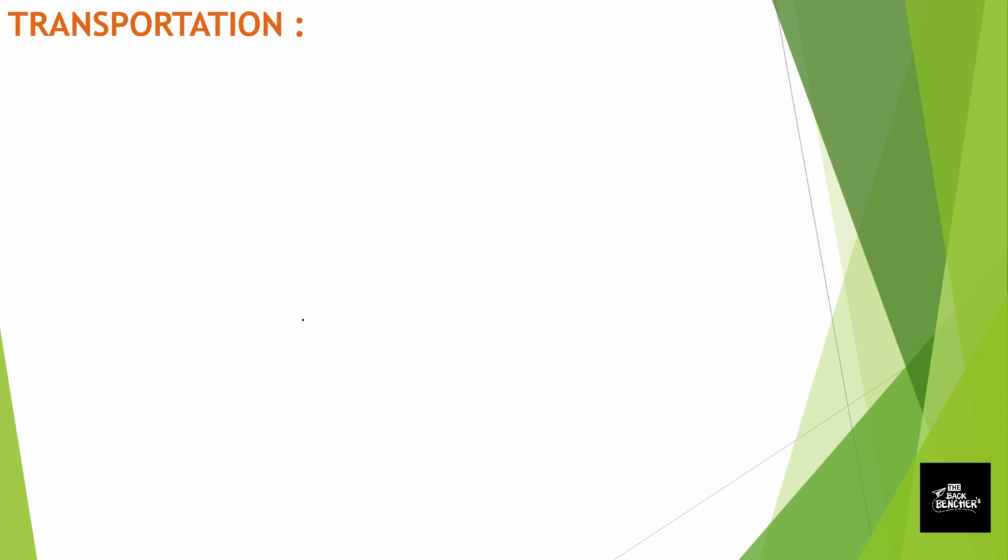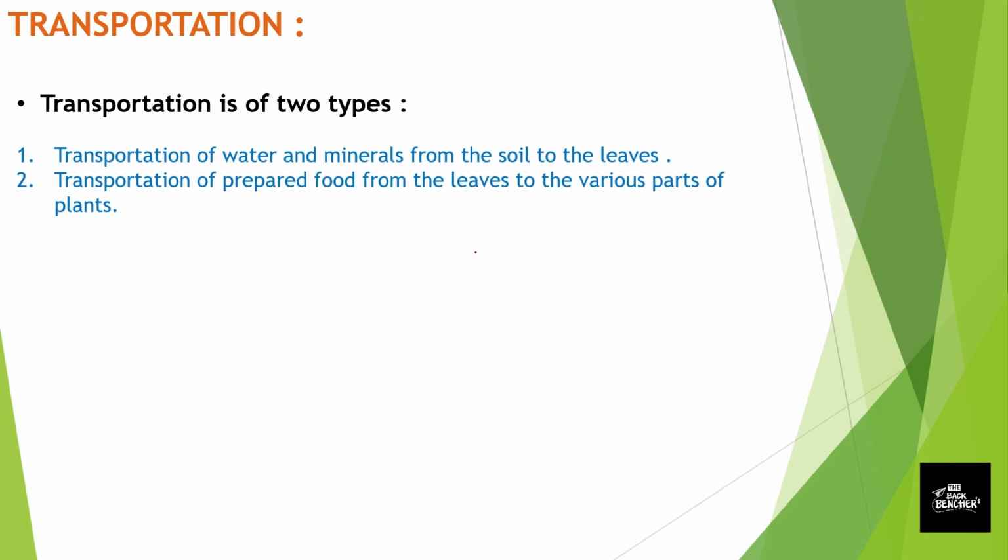If you all remember that point, we discussed that transportation is of two types. One, water and minerals from the soil to the leaves, and another, transportation of prepared food from the leaves to the various parts of the plant. Now in the first point, you can say that root pressure is involved.